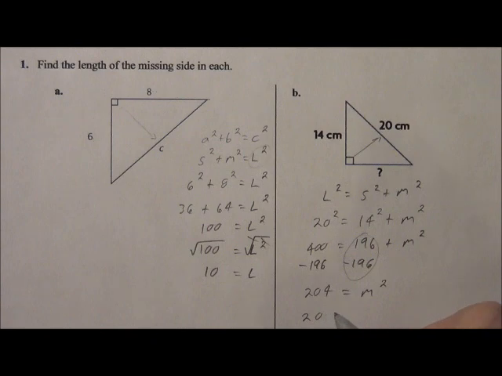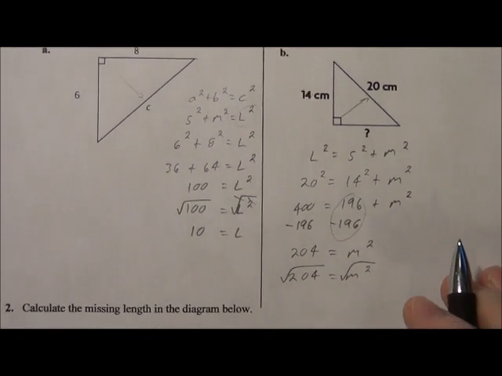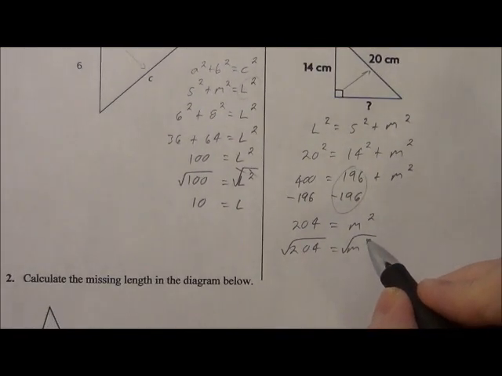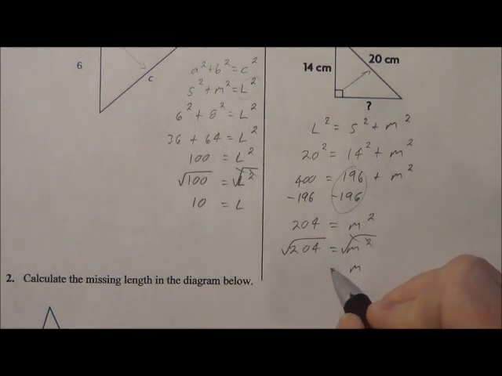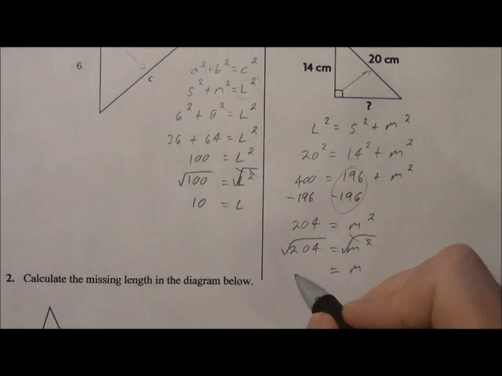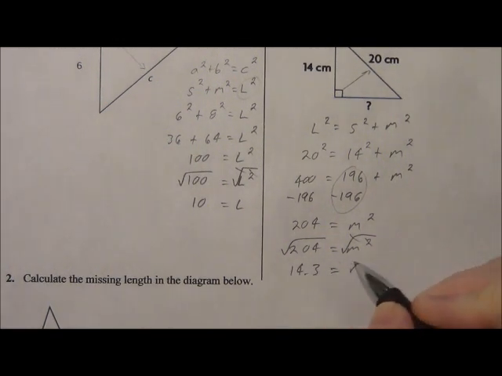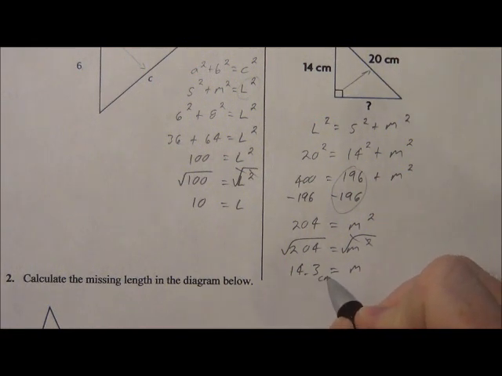Again, now I'll take the square root of both sides, because we want the opposite operation, so the square and the square root disappear. So we're left with m is the square root of 204, which gives us, rounded to one decimal place, 14.3 centimeters.